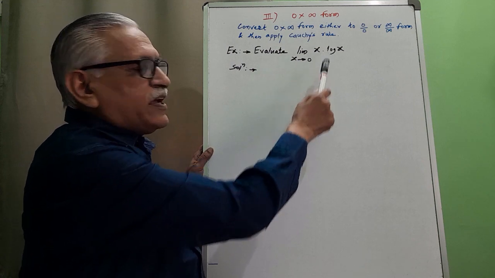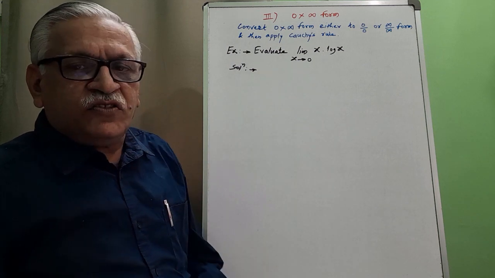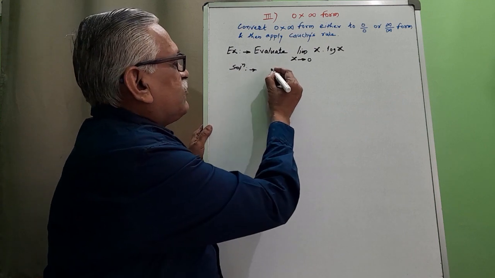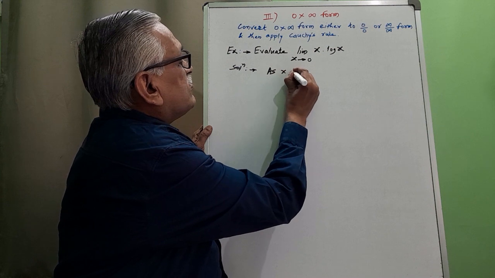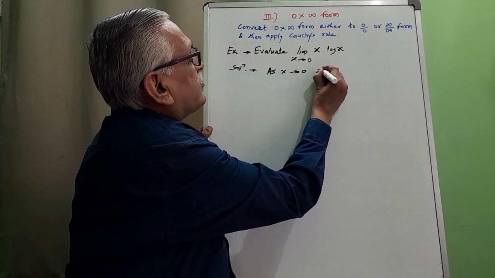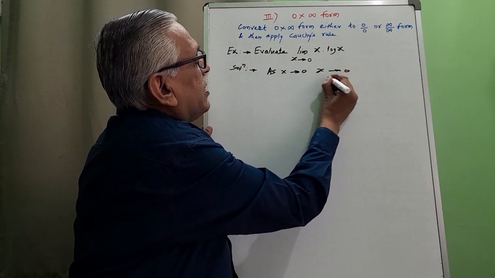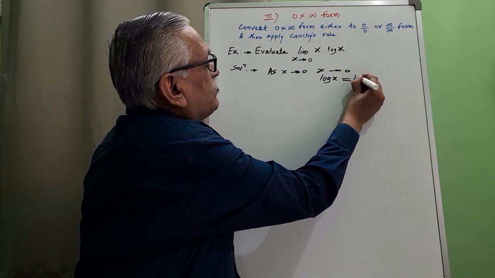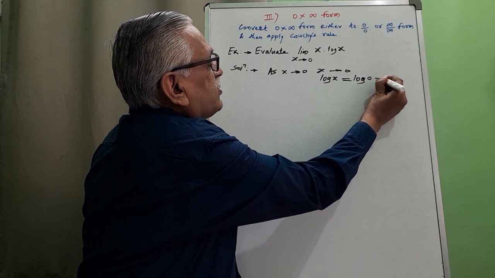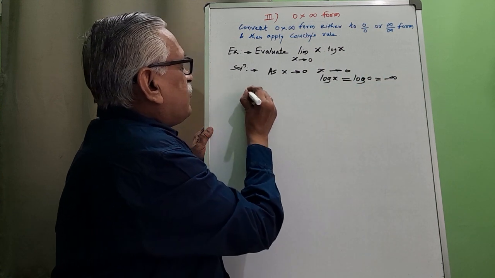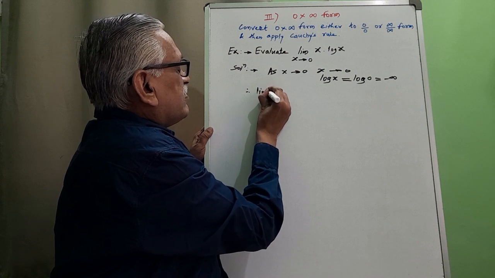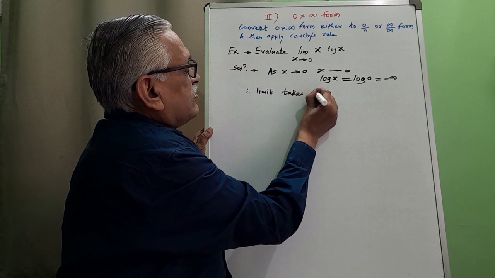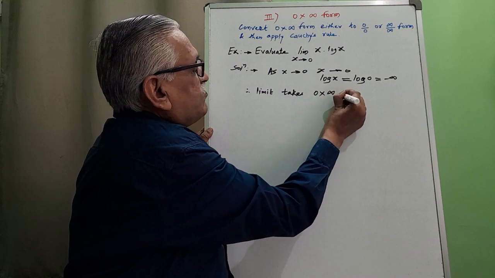Evaluate limit of x into log of x as x tends to 0. Therefore, as usual, first step is to find the form. As x tends to 0, this x tends to 0 and that log x is equal to log of 0, and log 0 is minus infinity, and therefore limit x into log x is 0 into infinity form.